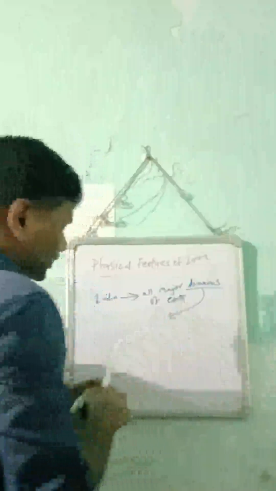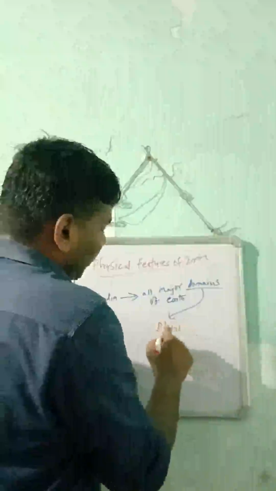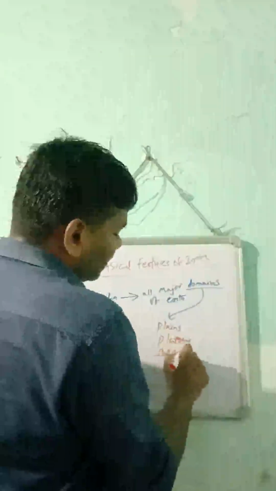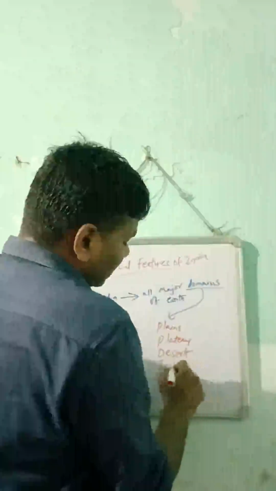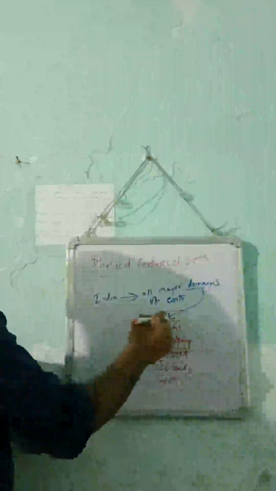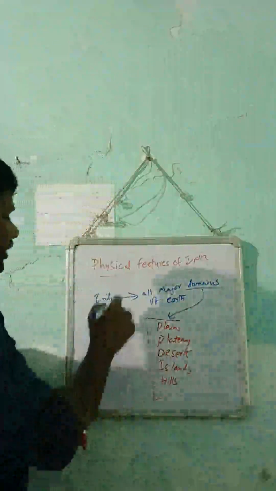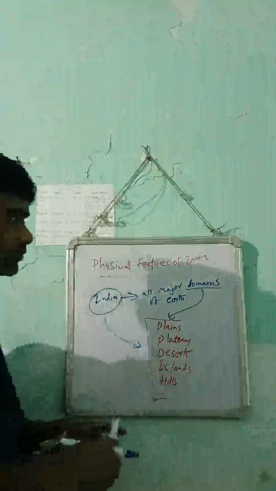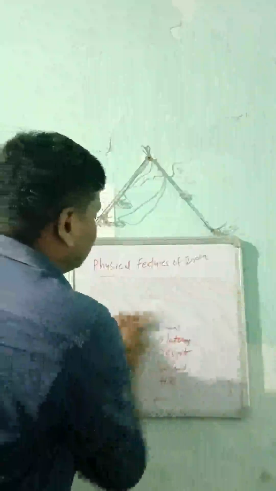What are the domains? Plains, plateaus, deserts, islands, hills. These are the domains on the earth. So India has features of all domains. Understood?